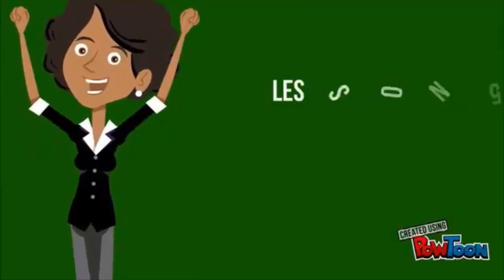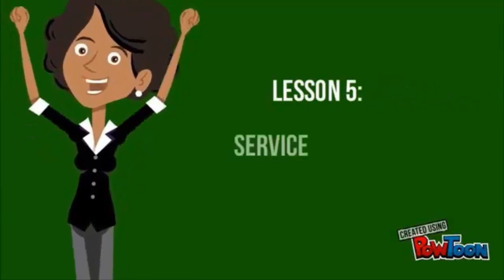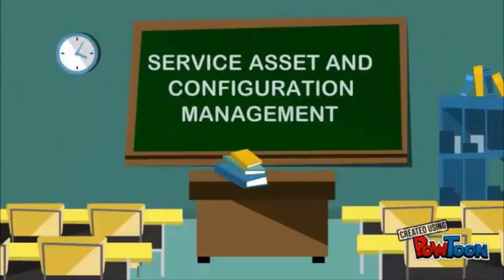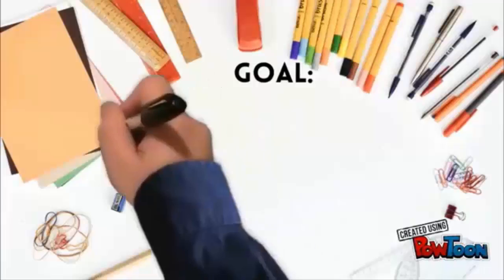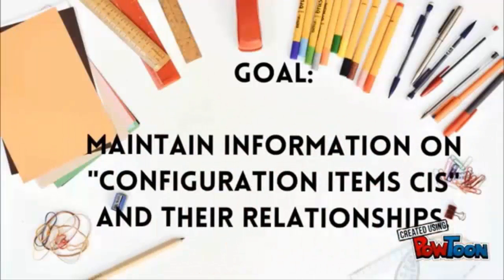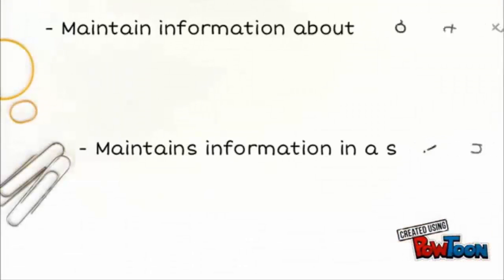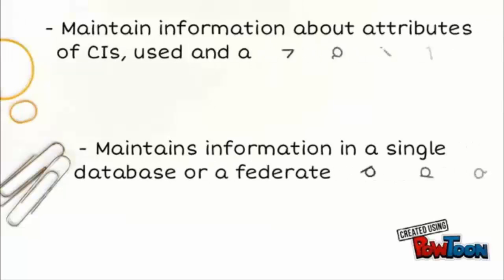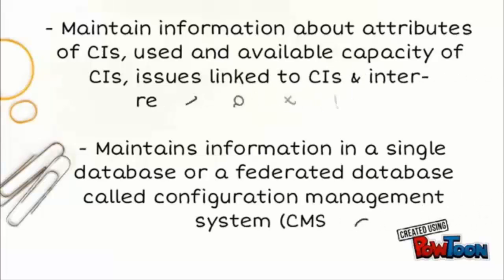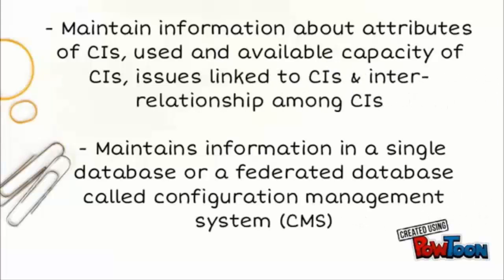Next is Lesson 5. Service Operation Management. Service Asset and Configuration Management. Goals: maintain information on configuration items, systems, and their relationships. Maintain information about attributes of systems, use and available capacity of systems, issues linked to systems, and interrelationships among systems. Maintains information in a single database or a federated database called Configuration Management System (CMS).